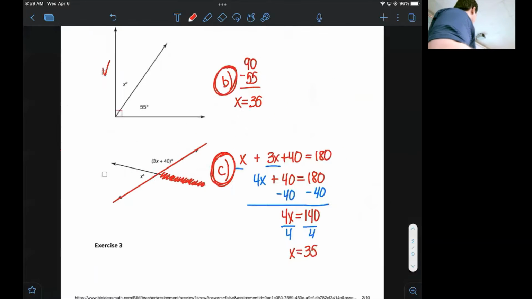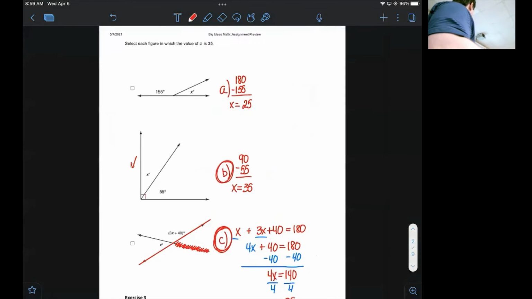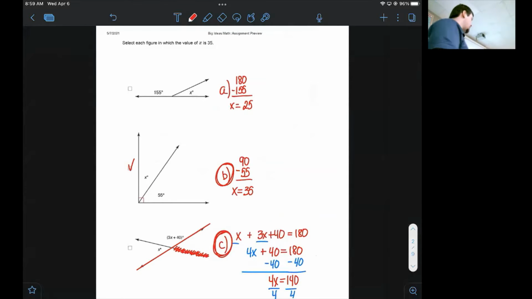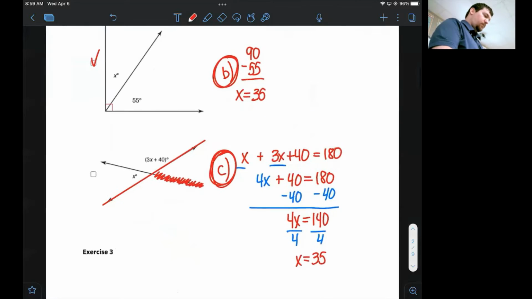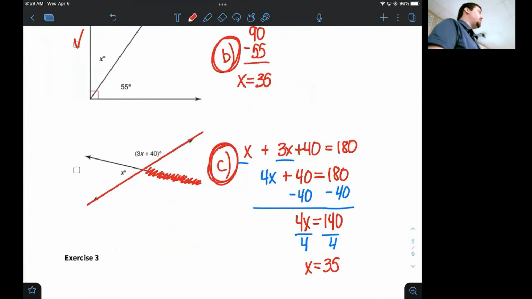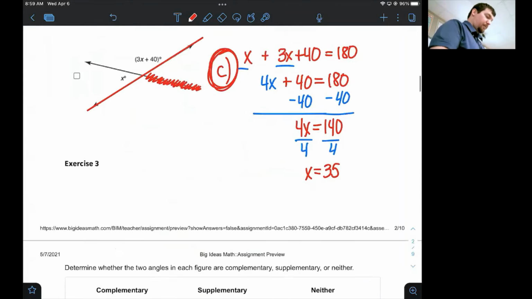So of the 3 diagrams we had here, the 3 figures we had, 2 of them gave us X equals 35, and the other one was X equals 25. You guys ready for me to move on? All right, number 3.